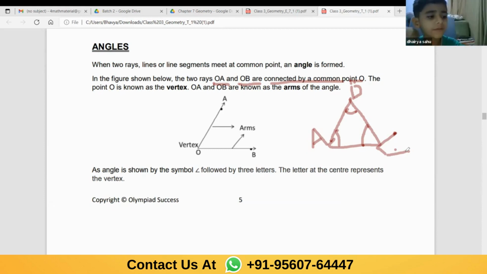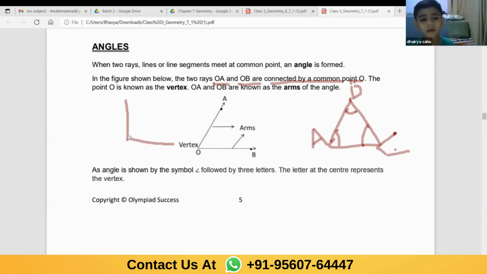Ma'am, if there are 3 angles or more than 3 angles, can we write those in any way? One thing is fixed: when you are naming an angle, the vertex should come in the center. That is the only rule. We can always decide, because 2 arms will join at one common point only.